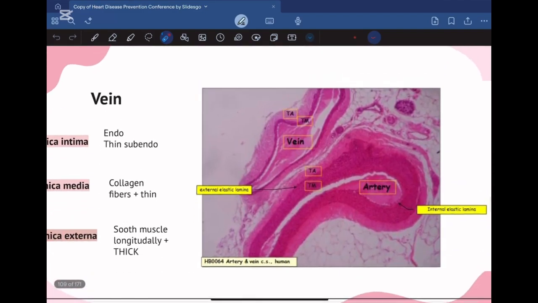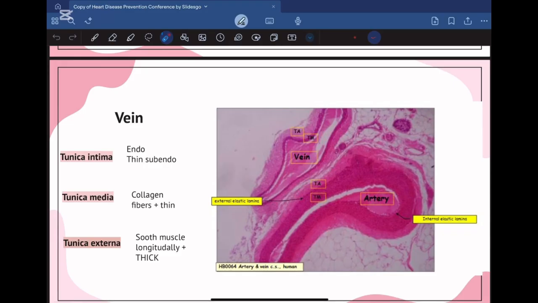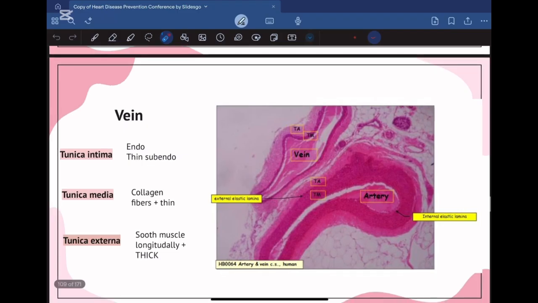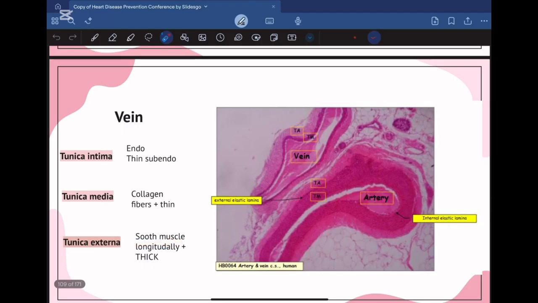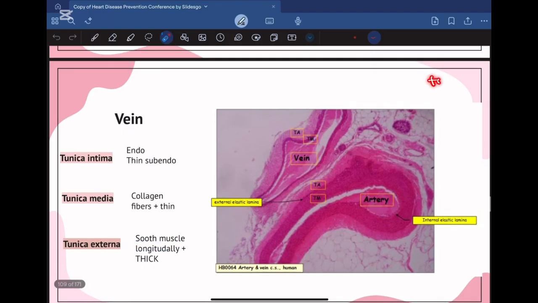Moving on, here we will see the veins. What is the comparison between the arteries and the veins? The veins are very easy. Basically, in the vein, the tunica intima will be thin with a thin subendothelial layer. In the tunica media we will have collagen fibers, and it will be thin. The tunica externa will have smooth muscles, and they are longitudinal. It will be very thick, as we said from the beginning, the tunica adventitia will be the thickest layer in the vein.